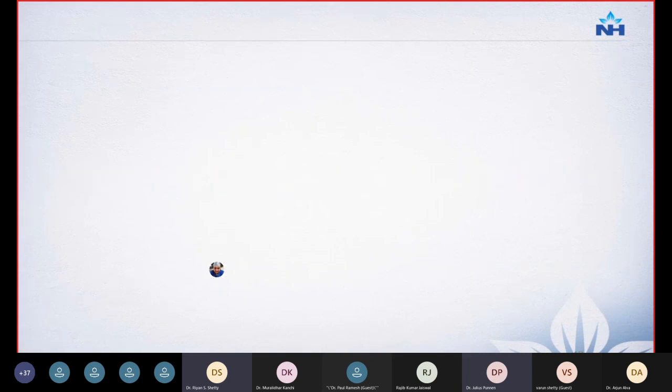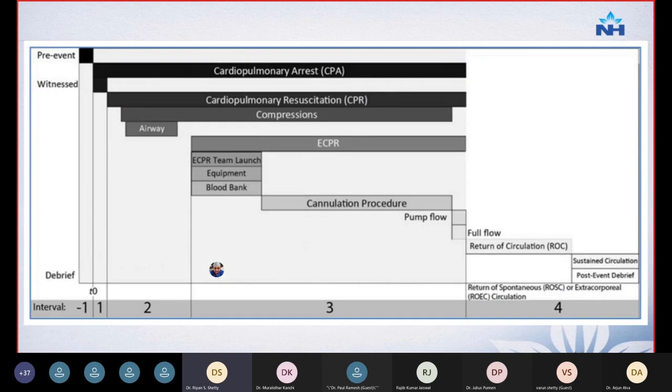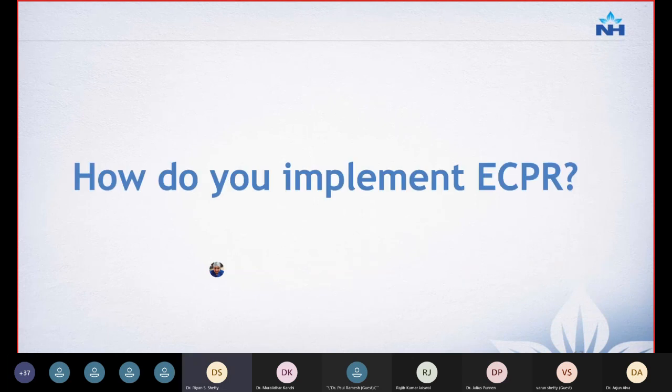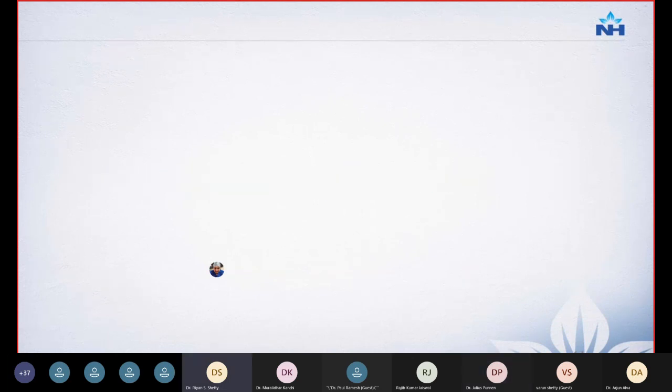How do you implement an ECPR program? What you need to really look at. I'm just waiting for this one. Sorry, the slides are a little slow. I think I can't see the slide. Just give me a second. I'm just looking at the phone.